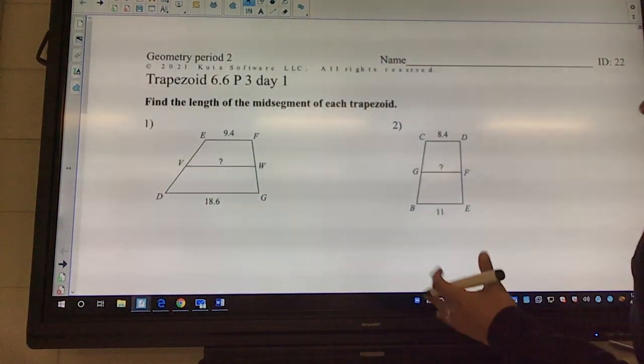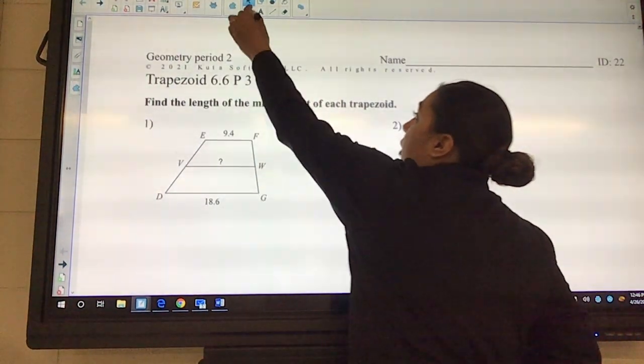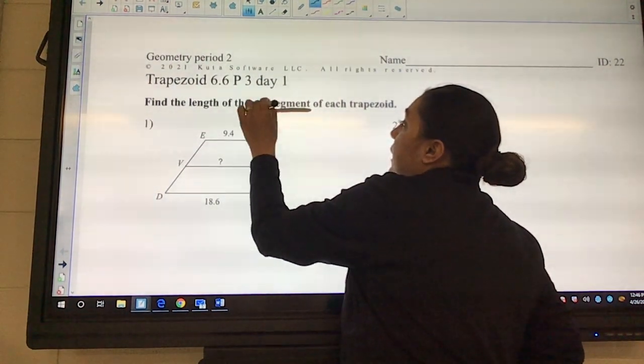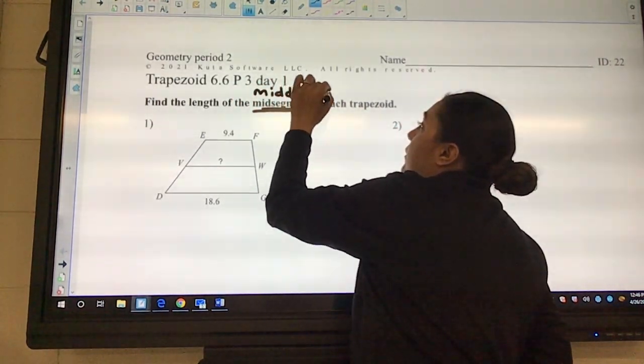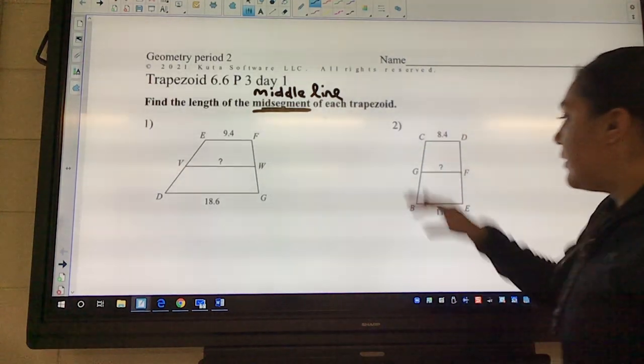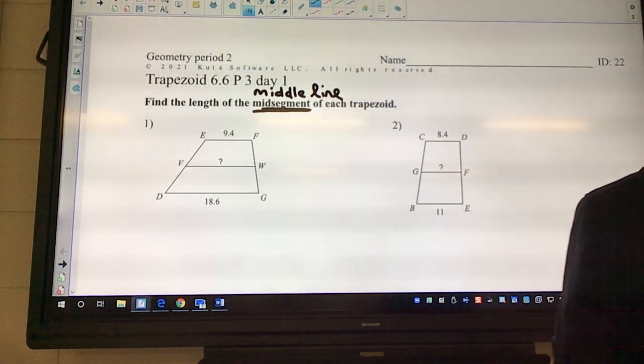Okay, so these are trapezoids, and we want to find the length of the mid-segment of each trapezoid. The mid-segment means the middle line, so to speak. You can see on all of these, there's a really easy formula. Most of this is going to be addition or subtraction.